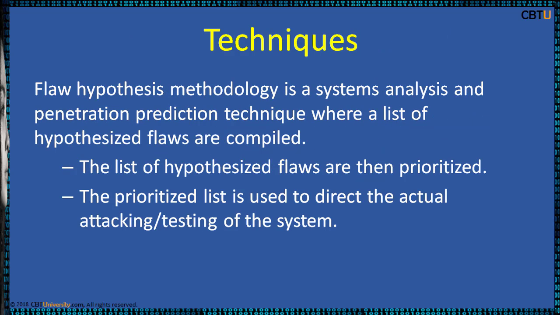Flaw hypothesis methodology is a system analysis and penetration prediction technique, where a list of hypothesized flaws in a software system is compiled through the analysis of specifications and documentation for the system. The list of hypothesized flaws is then prioritized. The prioritized list is used to direct the actual attacking or testing of the system.